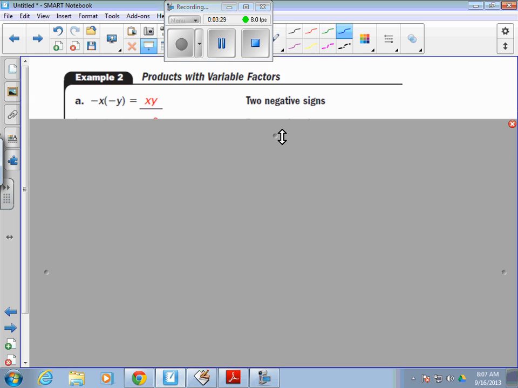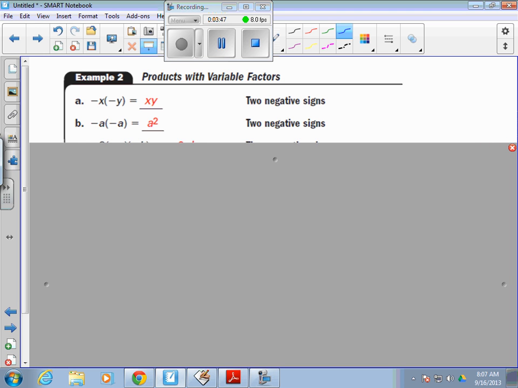Then now we have variable factors, not dealing with just numbers or just values. Now we have unknown values, or what we call variables. Two negative signs. It holds the same rule. That's why we talk about an odd amount versus an even amount. This has two of them. That's an even amount, so it's going to be a positive x times y. This has two negative signs as well. Negative times a negative means a squared.